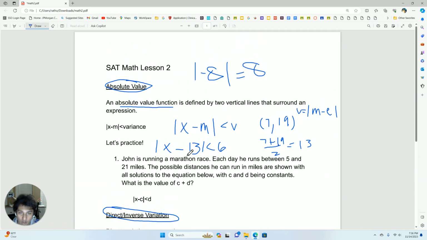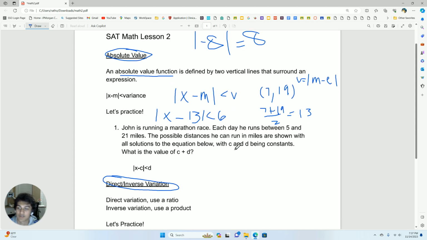For example, if I plugged in 20, which is out of this range that I made up, 20 minus 13 is 7, and 7 is not less than 6. And if I plugged in 6, for example, 6 minus 13 is negative 7. The absolute value of negative 7 is 7, and 7 is not less than 6. So that is how you set up an absolute value inequality. And let's practice with a question.